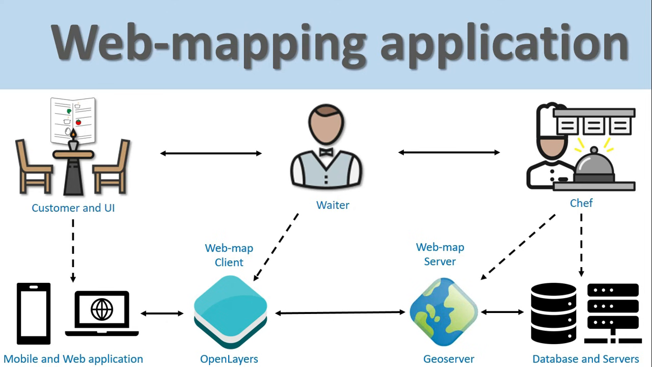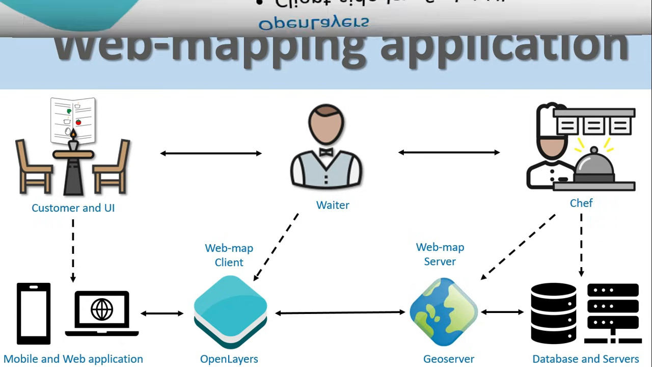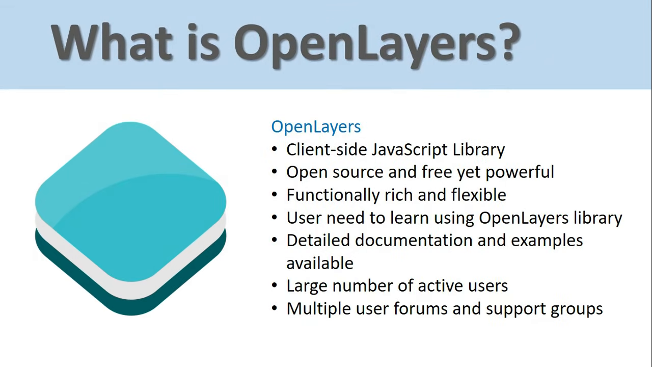I hope by now you have a fair understanding of the entire web mapping system and where OpenLayers fits in. So what is OpenLayers? OpenLayers is an open source client-side JavaScript library. Here, client-side means it performs the job on the user's computer in the web browser. It does not require any special server-side software or any configuration on the server. You can use OpenLayers even without downloading the library. Isn't it beautiful? It is such a powerful library.